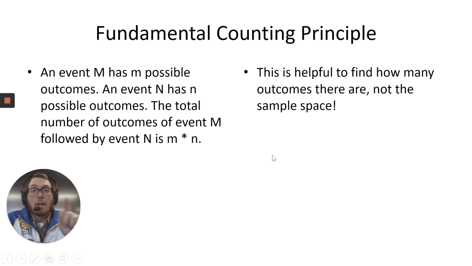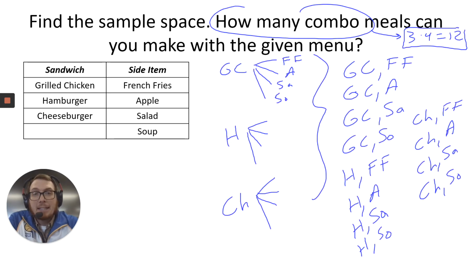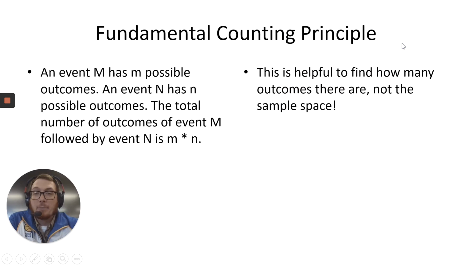If we need to know what are the options, then this idea really doesn't help us that much. But if we go back here, this 3 times 4 right here is the fundamental counting principle. How many options for this times how many options for the side items, and I multiply that together, and that's how the fundamental counting principle works. They use letters M and N just because it's used in probability sometimes that way. The fact that it's M and N is irrelevant to the situation.